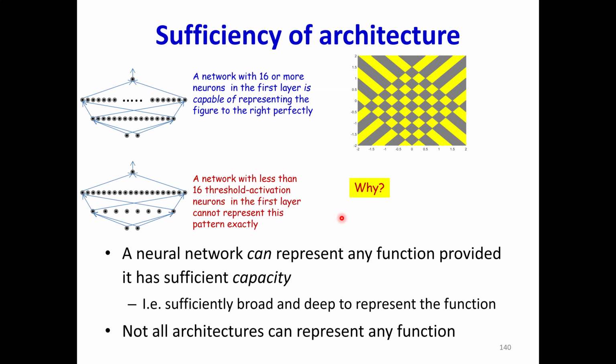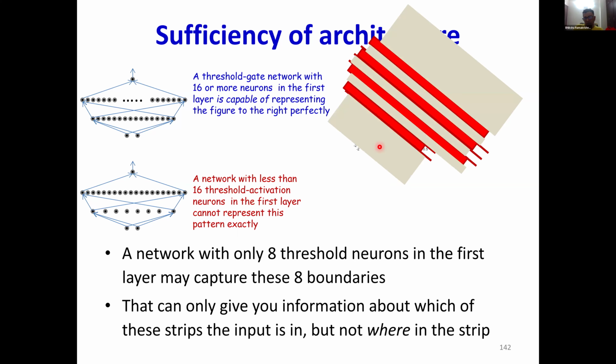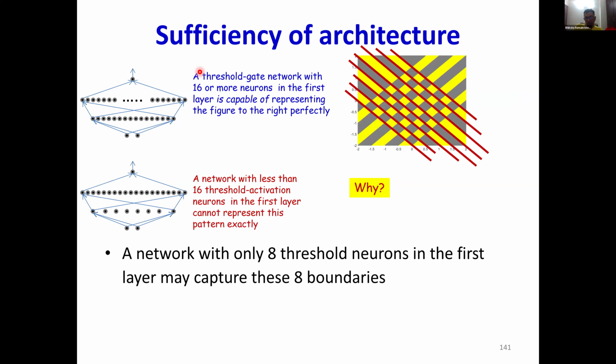Anyone? The first layer needs to capture all the features. So here is what will happen. A network with only 8 neurons in the first layer may capture these 8 boundaries. So once you get past the first layer, the only information you will have is which region you are in, but finer distinctions are lost because, again, you're speaking of threshold activations, right? And so there's nothing you can do subsequently to recover this pattern.